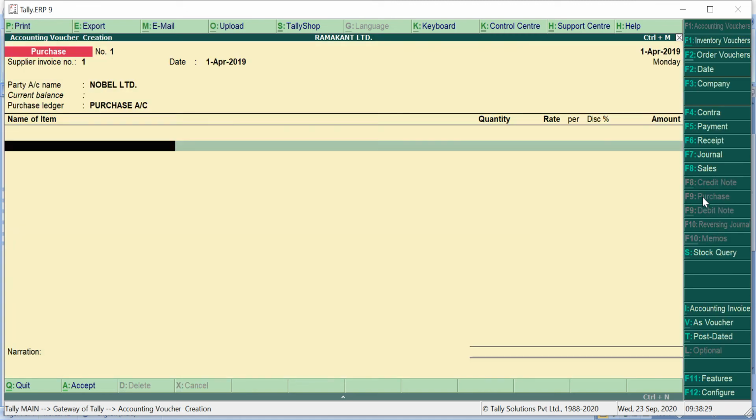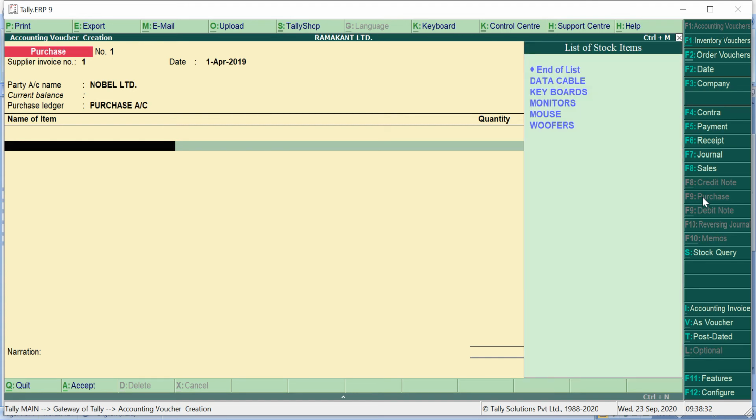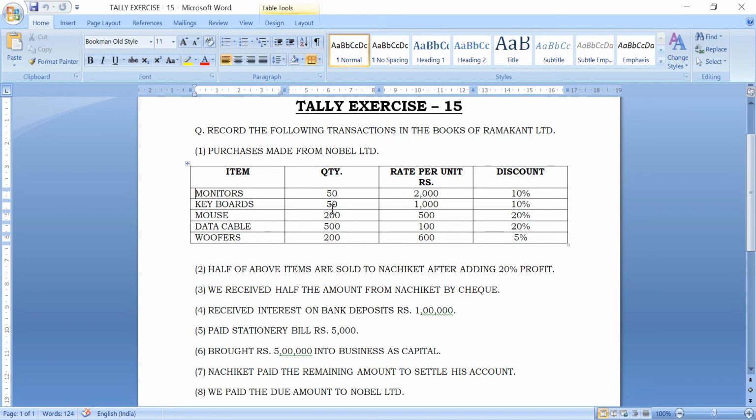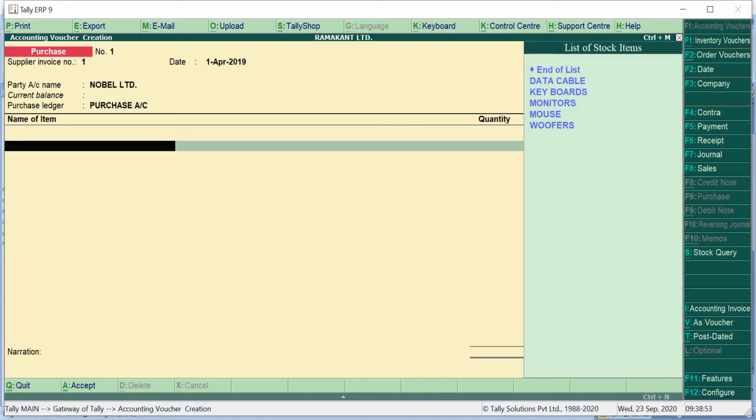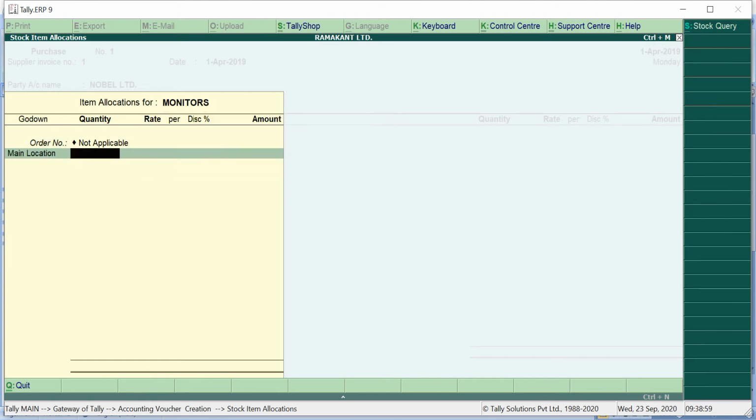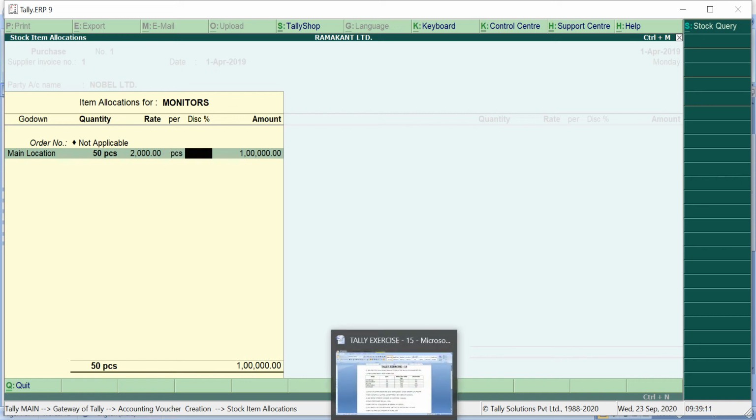And then you select purchase account over here. And we have 5 stock items in the list. Out of this, we will select one by one. For example, monitors are there. 50 is the quantity and 2000 per unit is the rate. So select monitors, not applicable. 50 monitors, 2000 rate per piece, right? And this time we have included discount also.